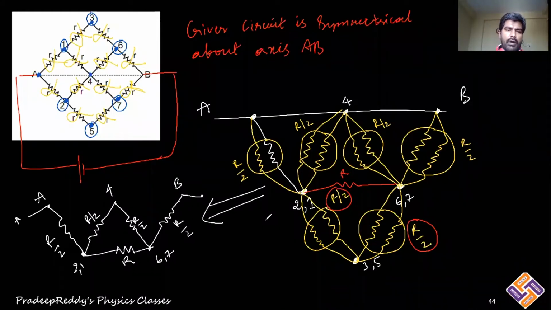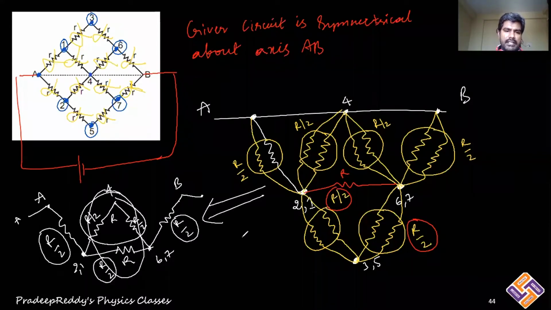Now R by 2 and R by 2, these two are connected in series. Effective resistance is R. R and R both are parallel. What is the effective resistance? Effective resistance will become R by 2. And you are left with three resistors. One is R by 2, the other one is R by 2, the other one is R by 2. So overall those three are connected in series. Final answer will be 3R by 2. This is the R equivalent between the points A and B.